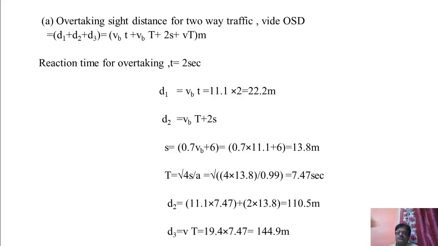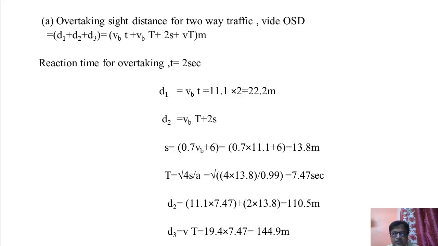So overtaking sight distance is given by the formula d1 plus d2 plus d3. Here we are using meter per second. So d1 is VB into t, d2 is VB into capital T plus 2S, and d3 is V into capital T, in meters. Reaction time is 2 seconds, it is not 2.5 seconds. So d1 is equal to VB into t. We have converted everything into meter per second, so 11.1 into 2, 22 meter.